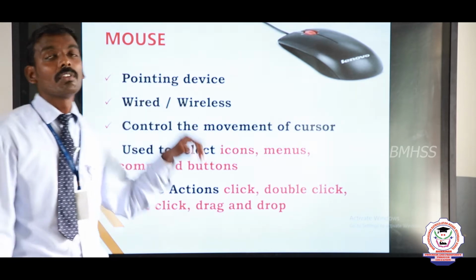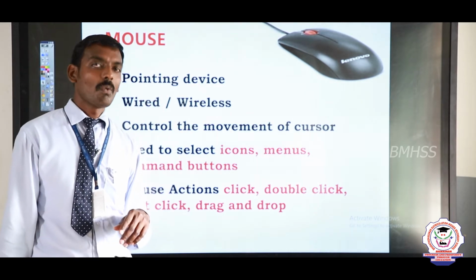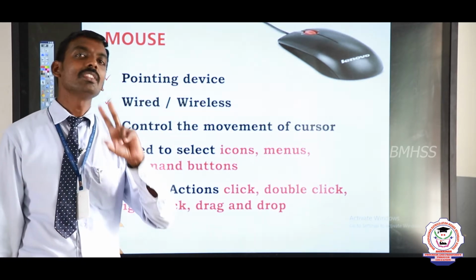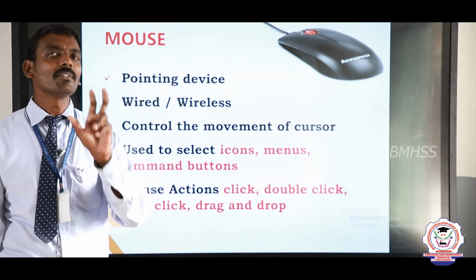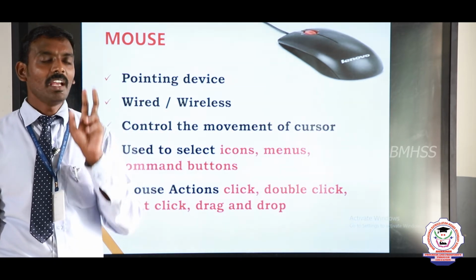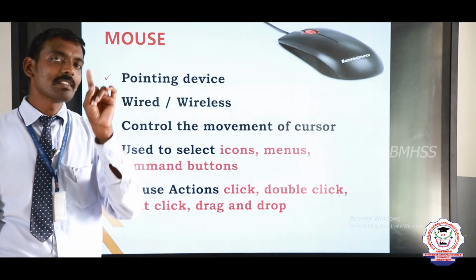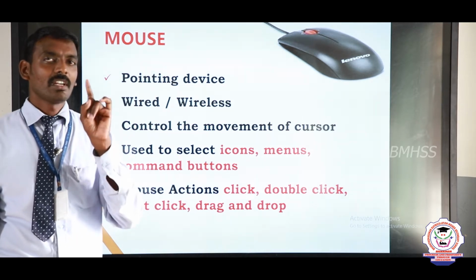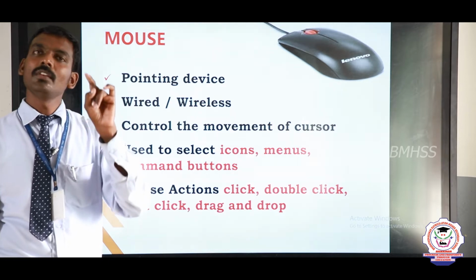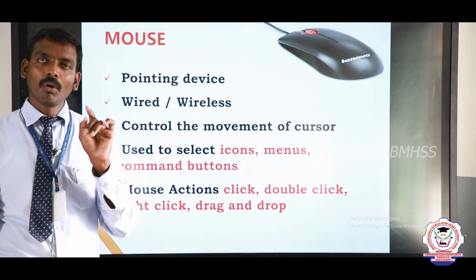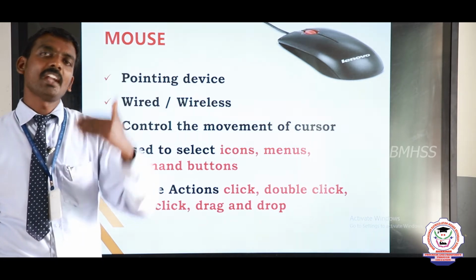This mouse is both wired and wireless, and we have three clicks: the basic left click, right click and center. The center button is used for scrolling. What is the usage of scrolling? When we want to scroll, the page goes down and up.